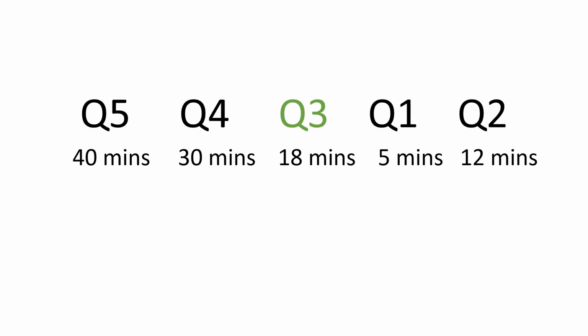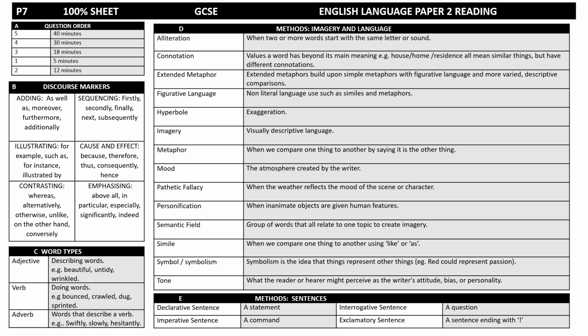You then move on to question 1, identifying the statements that are true. You're spending 5 minutes on this. You then end with question 2, which is the summarise question, and you spend 12 minutes on this, summarising across both sources. Here is your 100% sheet for paper 2 reading.